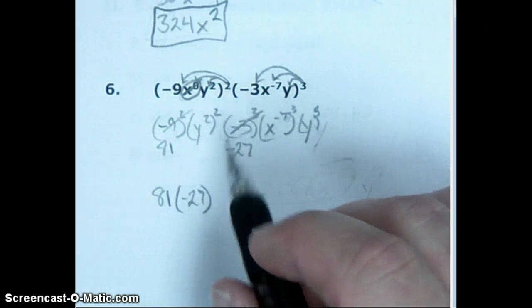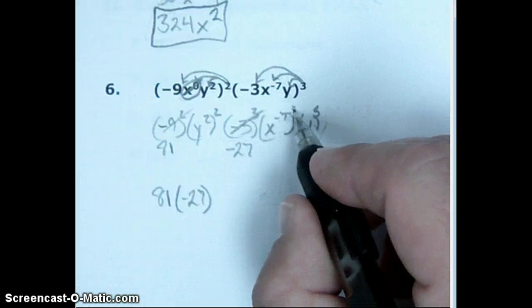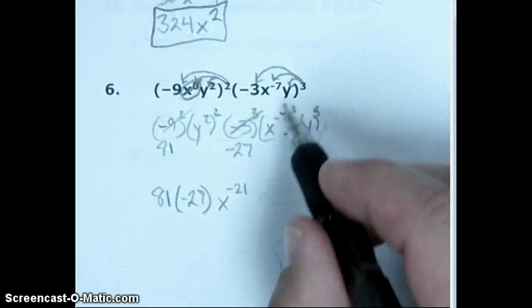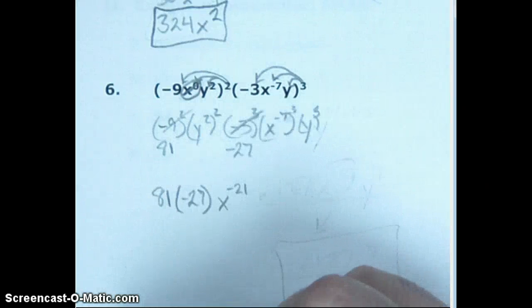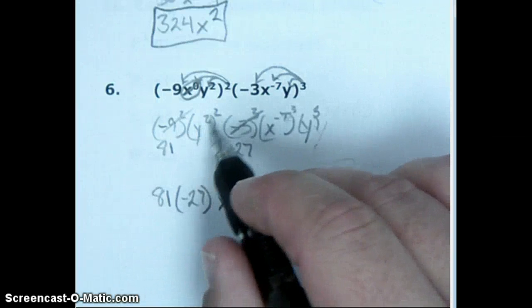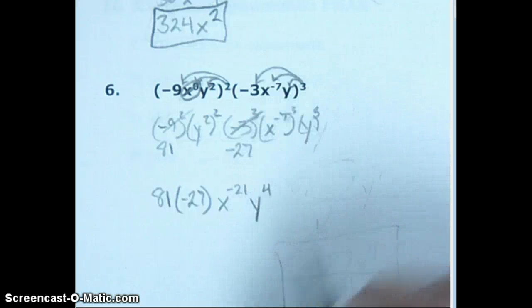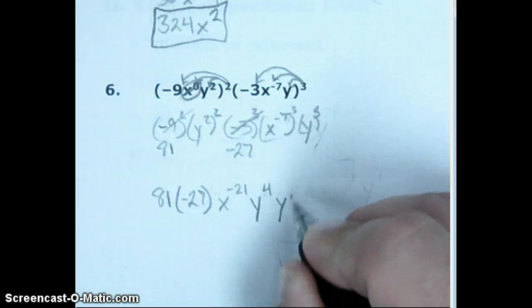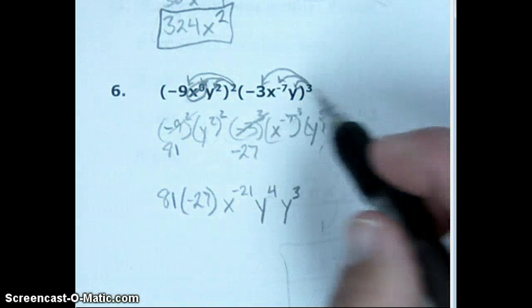Let's work out this x expression. This x expression is going to give me x to the -7 times 3. Well, that's just x to the -21, because again, I'm doing my exponent to exponent law. This y guy right here is going to be y to the 2 times 2, and that's going to be y to the 4th power. And then this one is just y to the 3rd. Okay? So that's all of my exponent to exponent law.